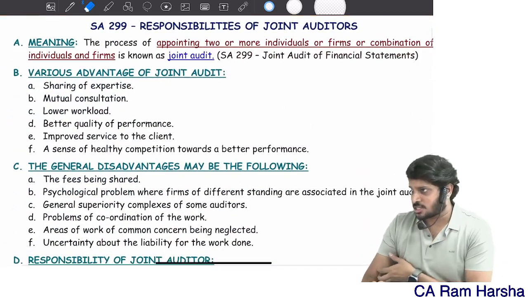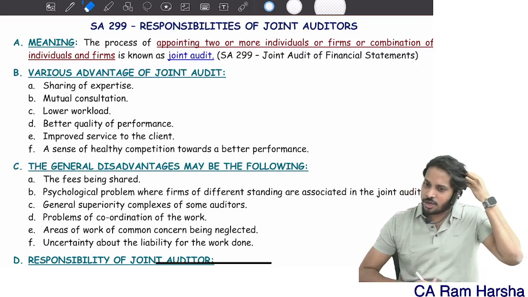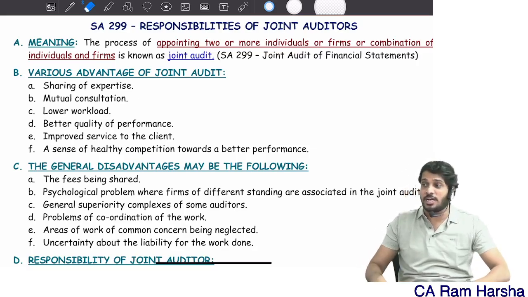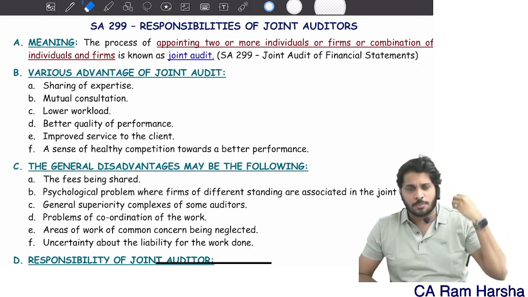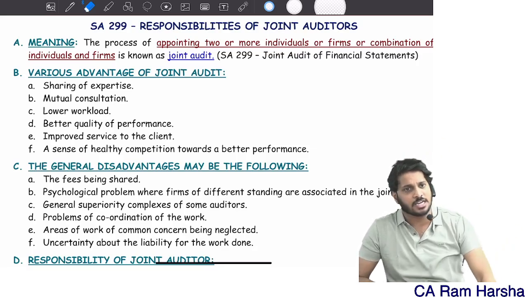Joint audit of financials. Very simple. Joint audit refers to the appointment of two or more than two auditors. Getting it? Two auditors means what? Two different sole proprietary firms, or two different partnership firms, or a combination of a sole proprietor and a partnership firm.